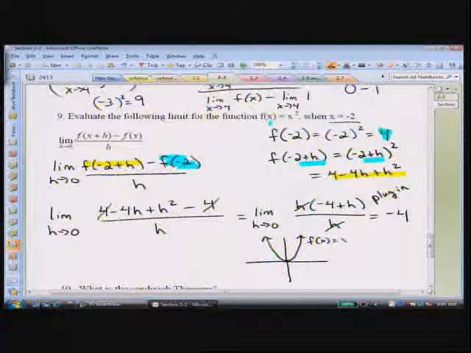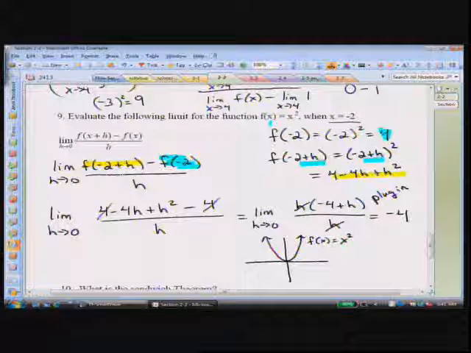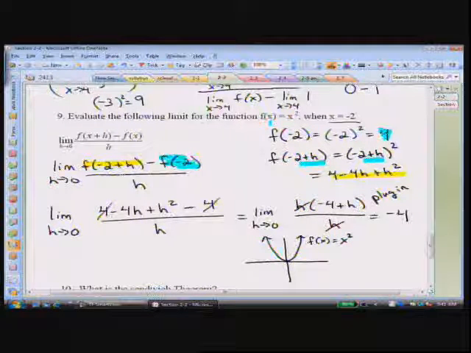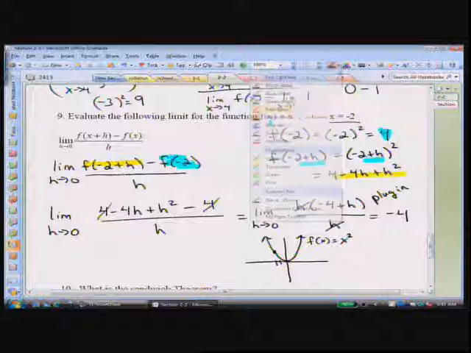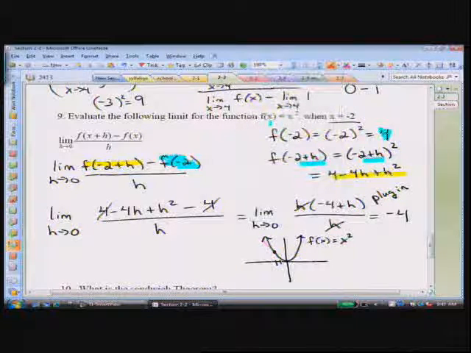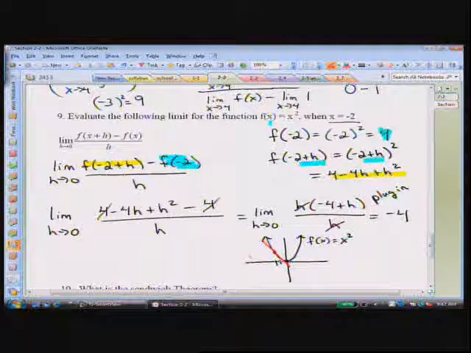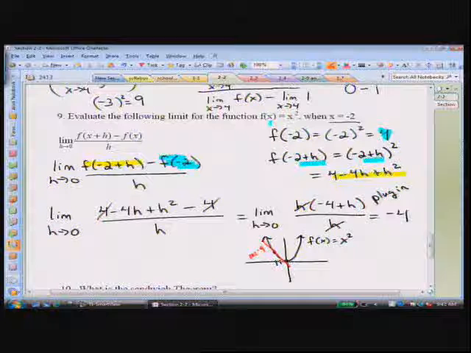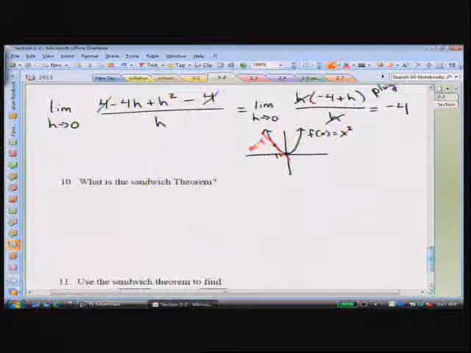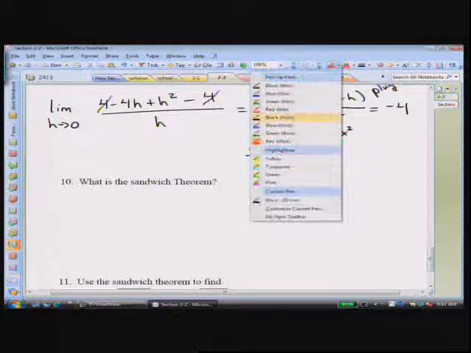If this is f of x equals x squared, that's our friend, right? What this is saying is when x is -2, at the instant that x is -2, the slope of our tangent line is exactly -4. And you can almost feel it, even with that kind of crummy drawing, it feels pretty steep. -4 is a pretty steep slope. Does that make sense? Sort of? Okay, good. All right, now we get to talk about the sandwich theorem.